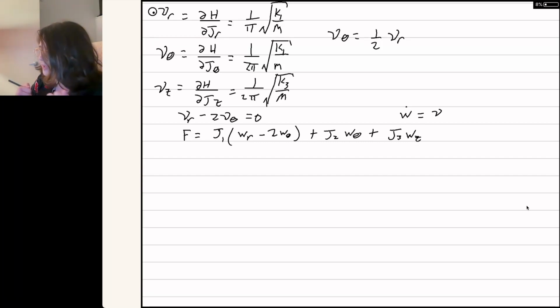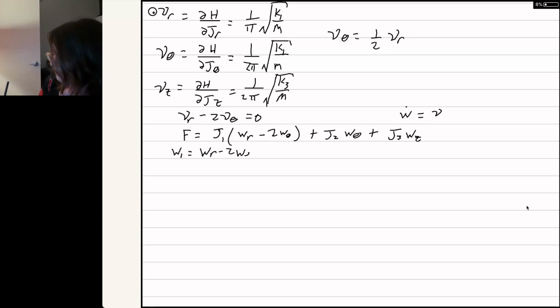Then we're going to define our transform coordinates so that J1, J2, and J3 are just multiplied by w1, w2, and w3 respectively. And so the new transform coordinates will be, or w1 will be w r minus 2 w theta. w2 will be the same as w theta. w3 will be the same as w z.